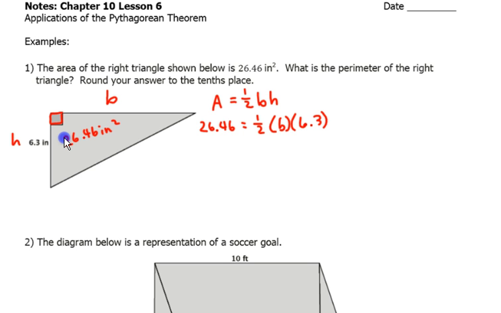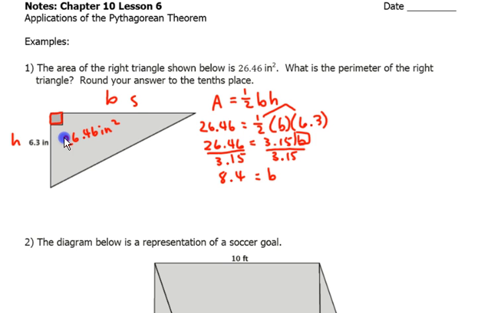So the first thing I do is I take these two, 1/2 and 6.3, and I put them together by multiplying those two things. So 0.5 times 6.3 is 3.15 times B. But I want B by itself, so I divide both sides by 3.15. And what this is going to give me is the length of the base. So 26.46 divided by 3.15, and I get 8.4.